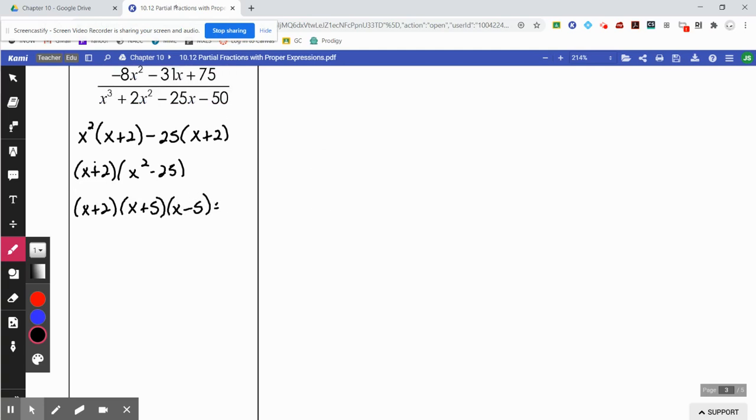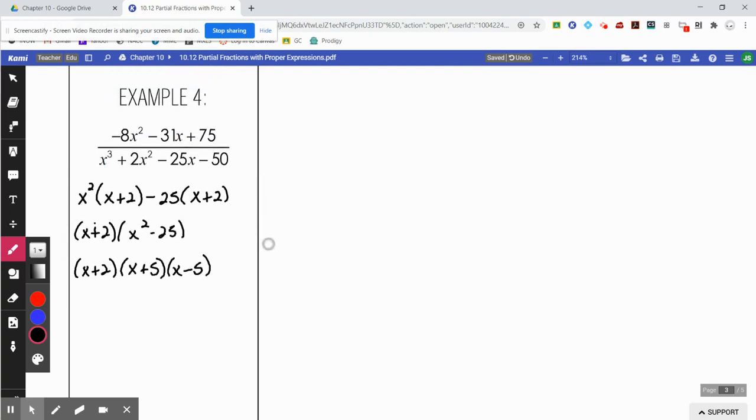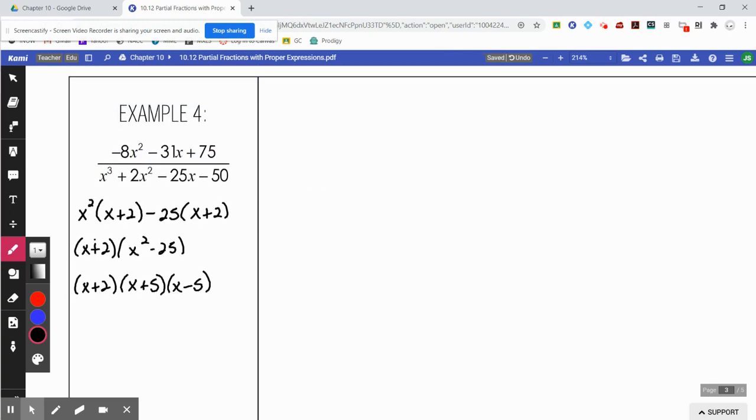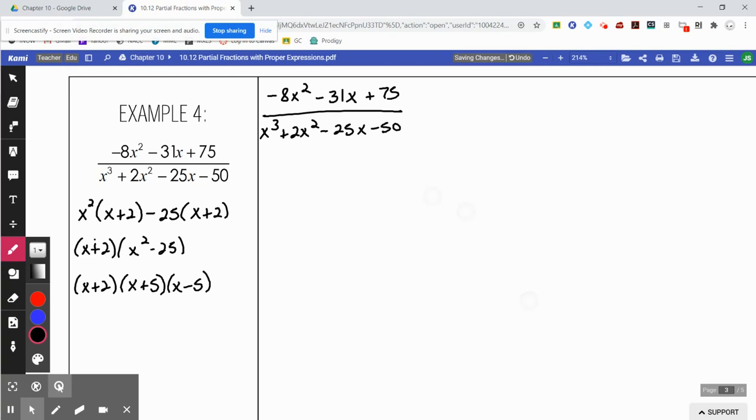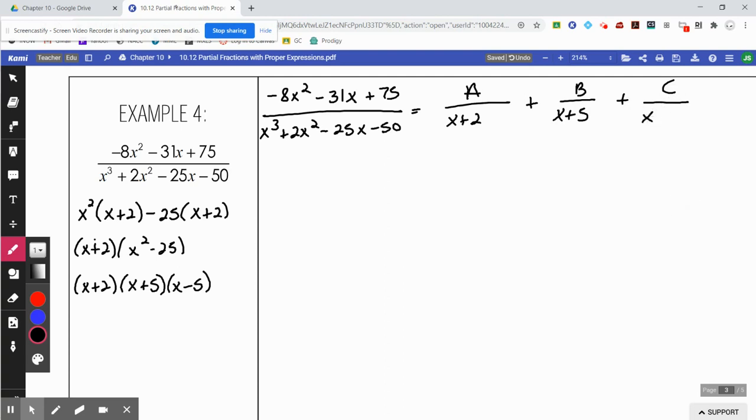So therefore, our fraction, let me go ahead and rewrite the original problem. We are going to decompose into something over x plus 2 plus something over x plus 5 plus something over x minus 5. So here we go. Go ahead and multiply through by your common denominator. Over here, everything cancels and only leaves you with the top, 31x plus 75.